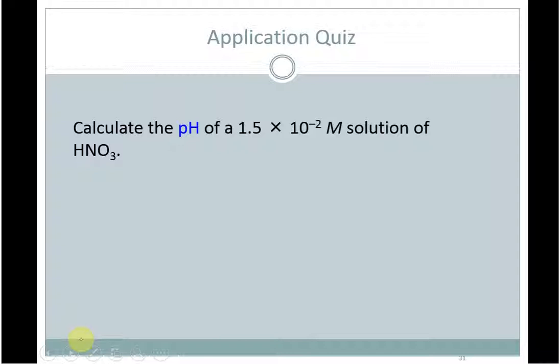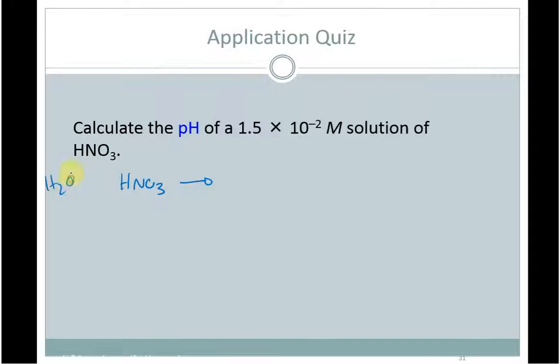Alright, so calculate the pH of a 1.5 times 10 to the minus 2 molar solution of HNO3, or nitric acid. Guys, at some point, pause this and really try to work it on your own. That's going to tell you whether you have enough practice to do well on the exam or not. If you've done that, we can now go ahead and work this out.